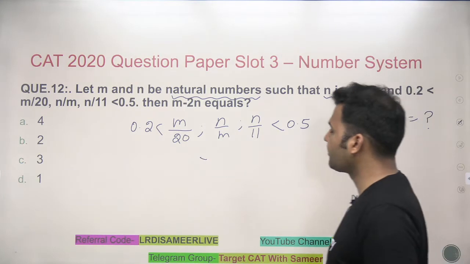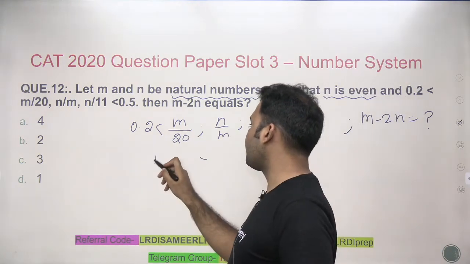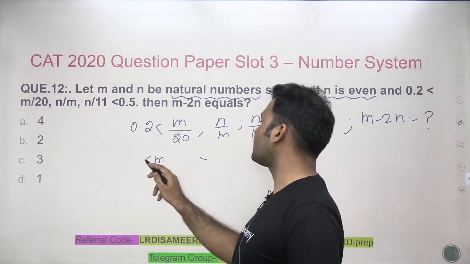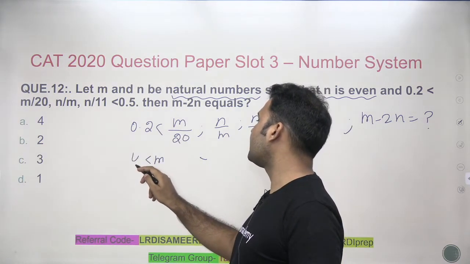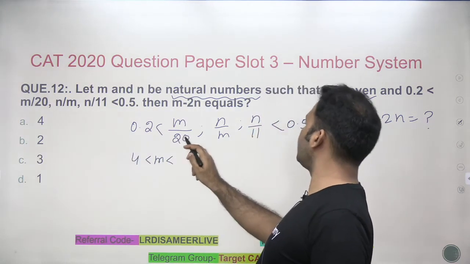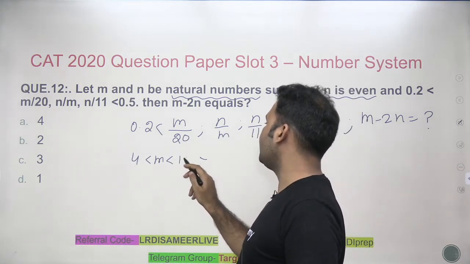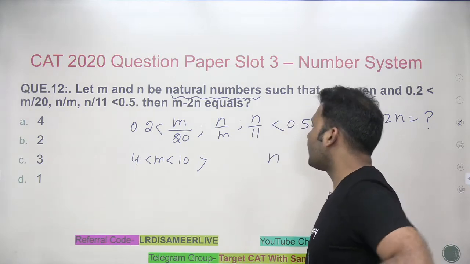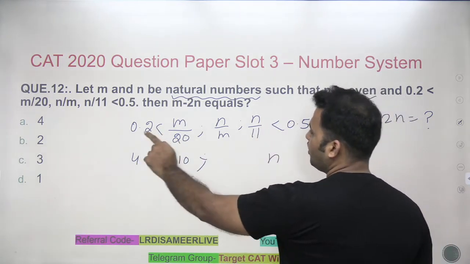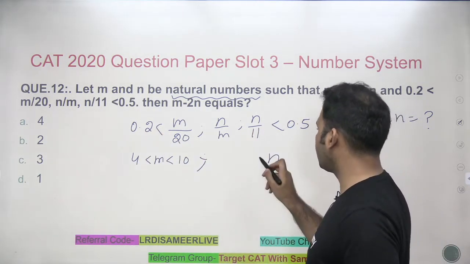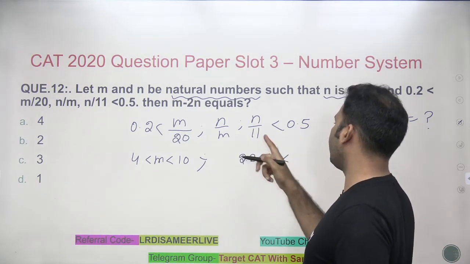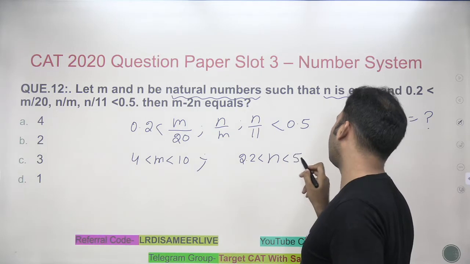So see this, guys. Can I find out the range of M here? If M by 20 is greater than 0.2 and less than 0.5, can I say M will be greater than 4 and M will be less than 20 into 0.5, that is 10. Similarly, from this you can say that N will be greater than 0.2 into 11, that is 2.2, and less than 11 into 0.5, which will be 5.5.